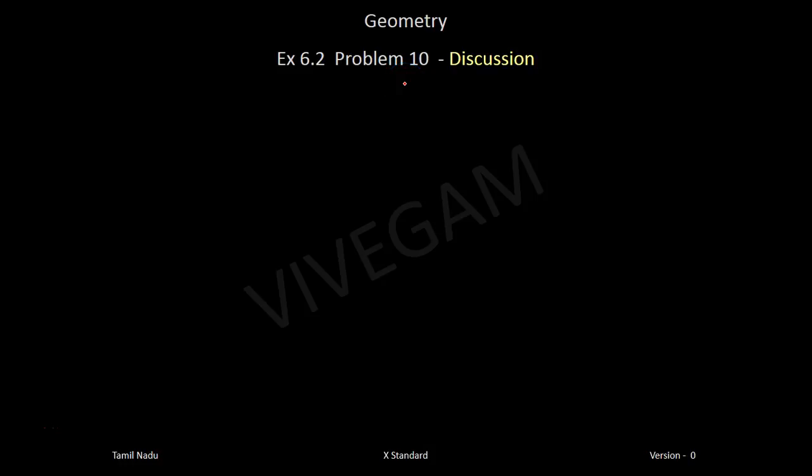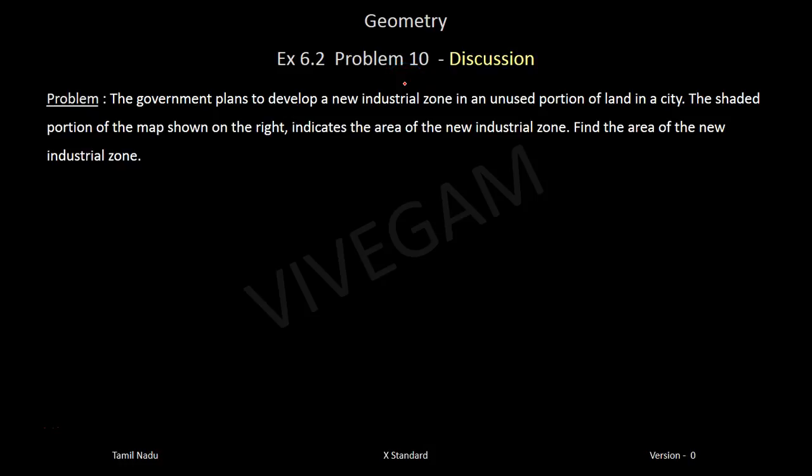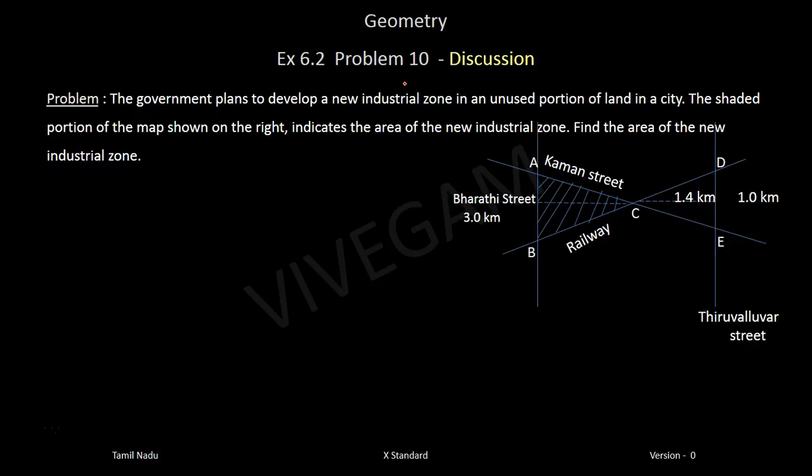Exercise 6.2 Problem 10 Discussion. The government plans to develop a new industrial zone in an unused portion of land in a city. The shaded portion of the map shown on the right indicates the area of the new industrial zone. Find the area of the industrial zone.